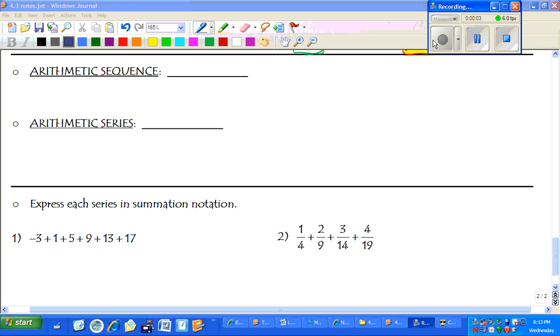Okay, this is our last video for these notes. Last part, we're just looking at a specific type of sequence and its series, arithmetic sequence. And I kind of referenced this at the beginning. This is when we have a common difference.